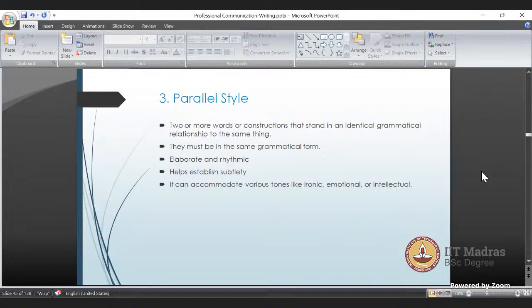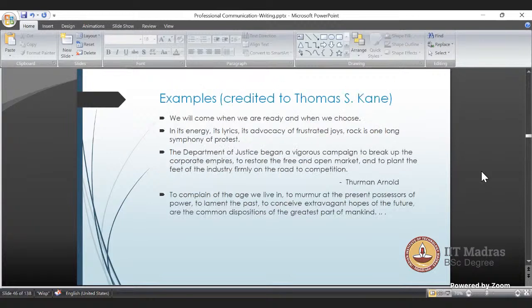It also helps establish subtlety, when you don't want to say something outright aggressively, this parallel style helps you build that. We will look at what it means through examples, but before that, I'll just brief you on what it is. It can accommodate various tones like ironic, emotional, or intellectual. Any of the three tones are easily accommodated within parallel style. Okay, all tones are acceptable. But what is it necessarily? They are constructions that stand in an identical grammatical relationship to the same thing. Let's look at what that means.